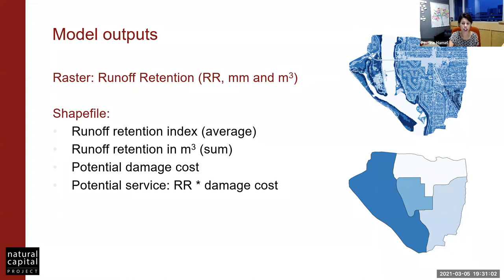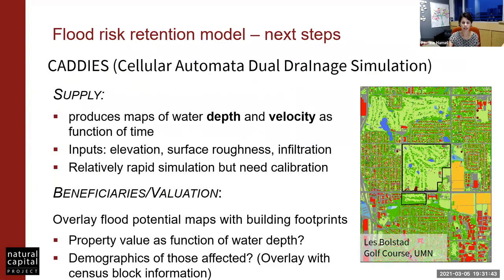And then the shapefile will aggregate these values to look at the runoff retention index as well as in cubic meters. So both values are always as a proportion of the input, which is the precipitation, or also as a volume or a depth in millimeter. The potential damage cost as well, if the input was entered by the user, and this potential service, which is the product of runoff retention and damage cost.